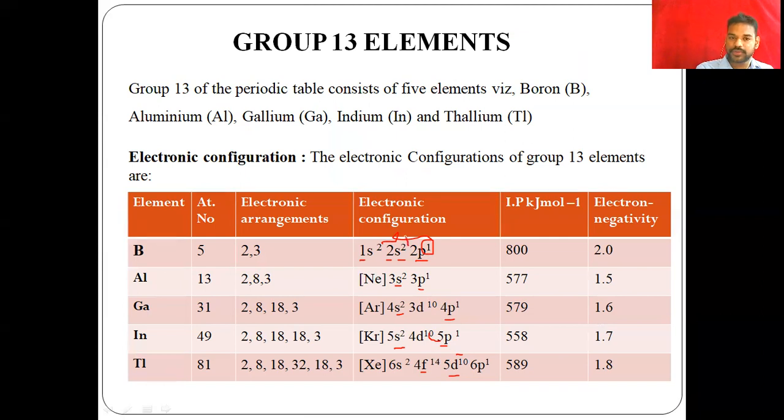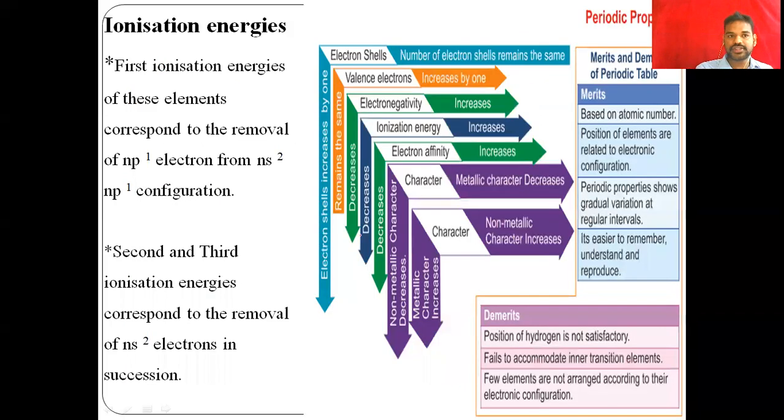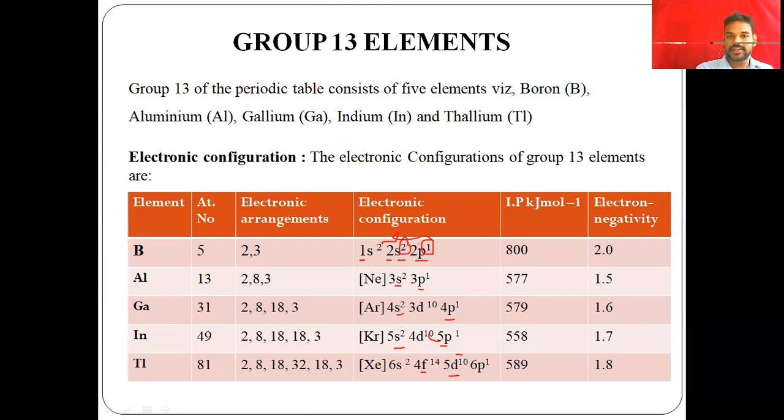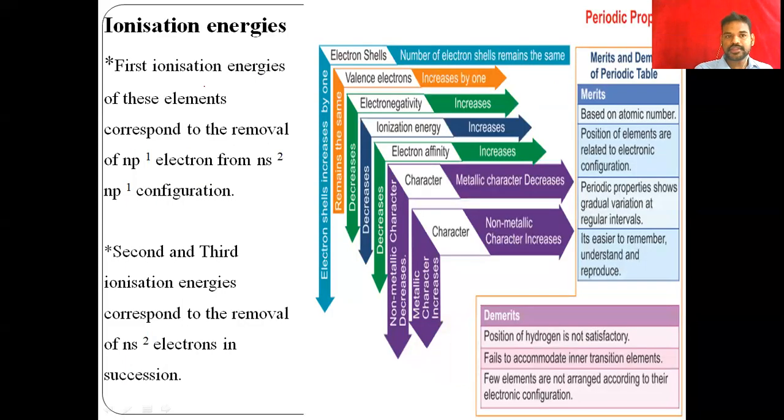And then we have to remove 2 electrons from the s orbital here. Okay, there is a difference between these two. So first ionization energy means what? We are removing the first electron, the p orbital electron here. So the first ionization energy of these elements corresponds to removal of the np1 electron from the ns2 np1 configuration. That means in the outer electron configuration ns2 np1, we have to remove the first electron.